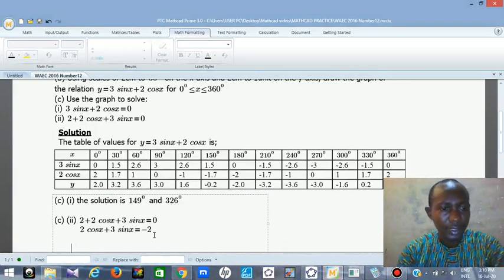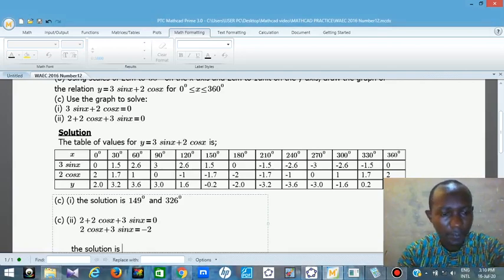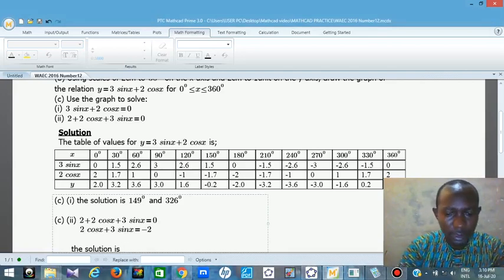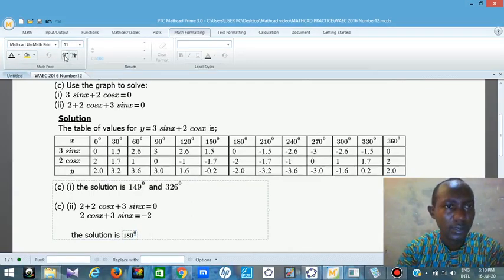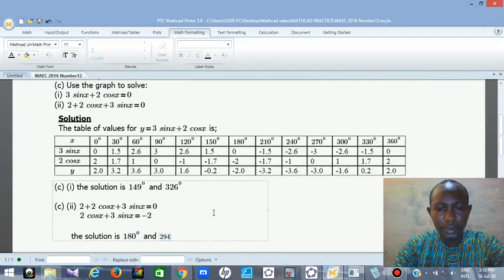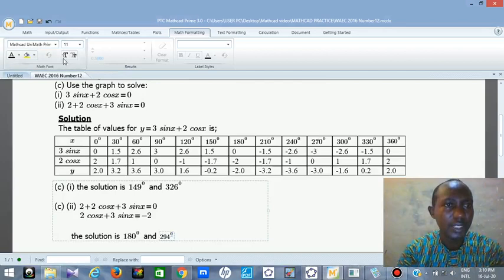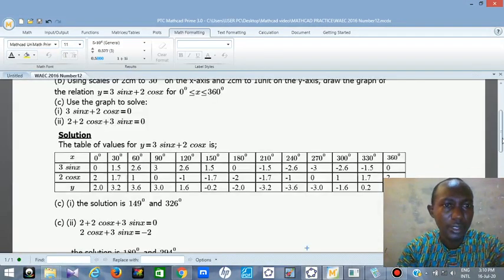Now, the solution is, you just put it there: 180 degrees and 294 degrees. So that is all about this question. That is everything you need to know about this question. So the question is over, and that is all.